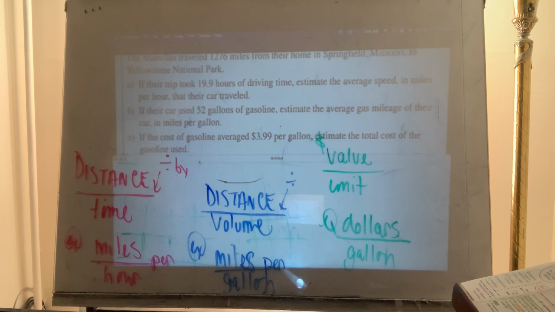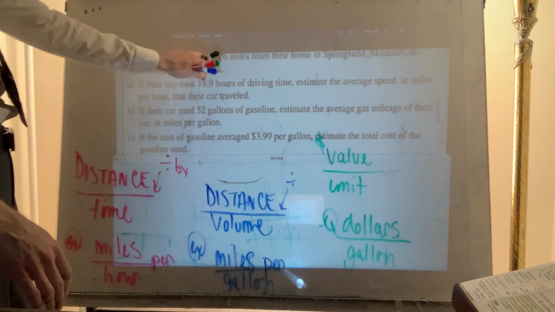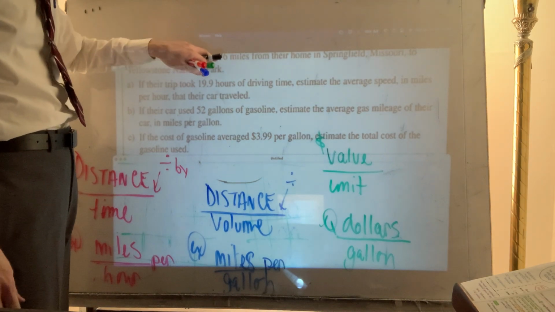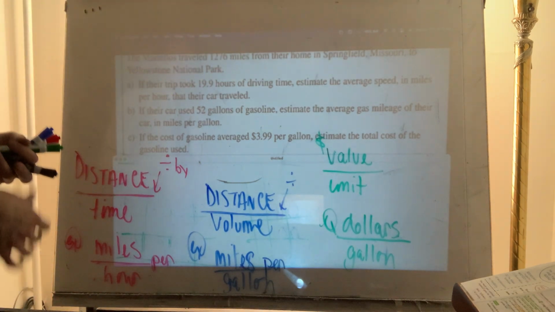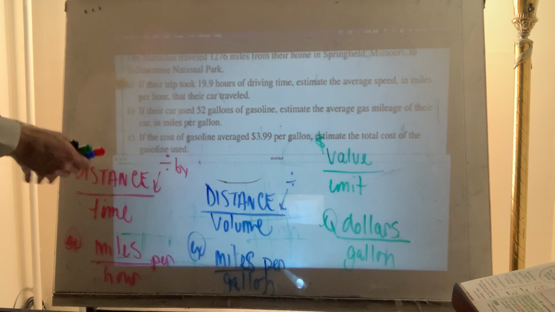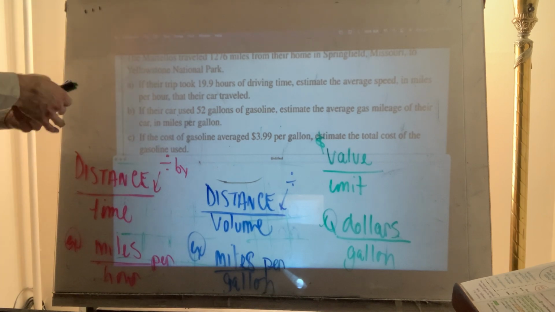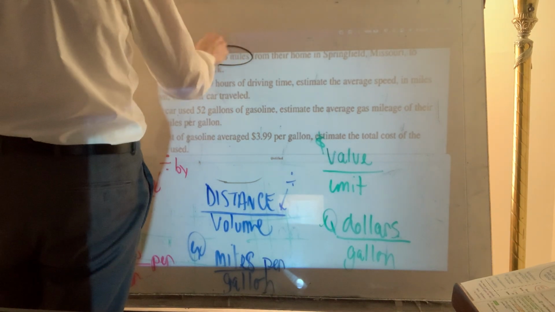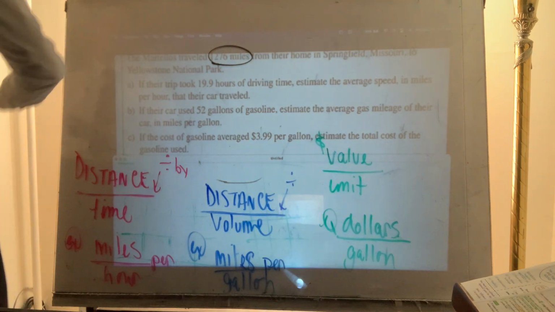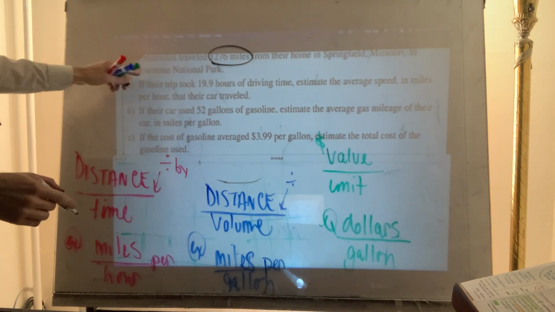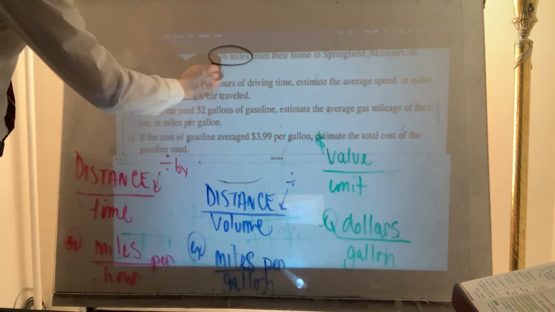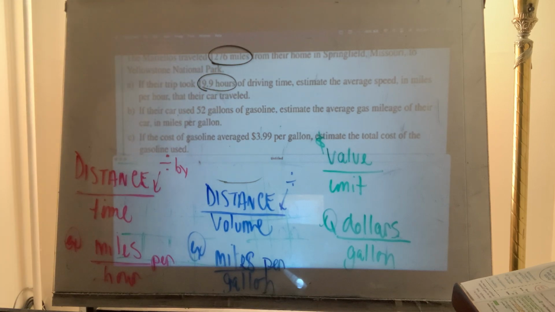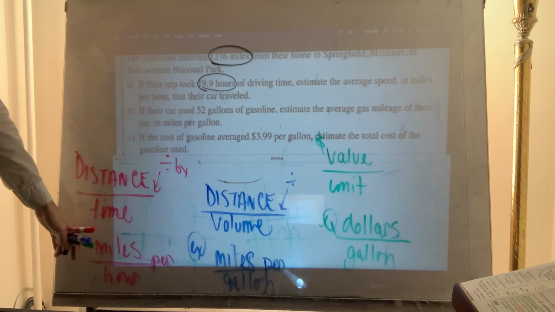Okay. The Martellos traveled 1,276 miles from their home in Springfield, Missouri to Yellowstone National Park. They went on vacation, and they went that many miles. Part A. If their trip took 19 hours of driving, estimate the average speed. That's just what you see in red here.